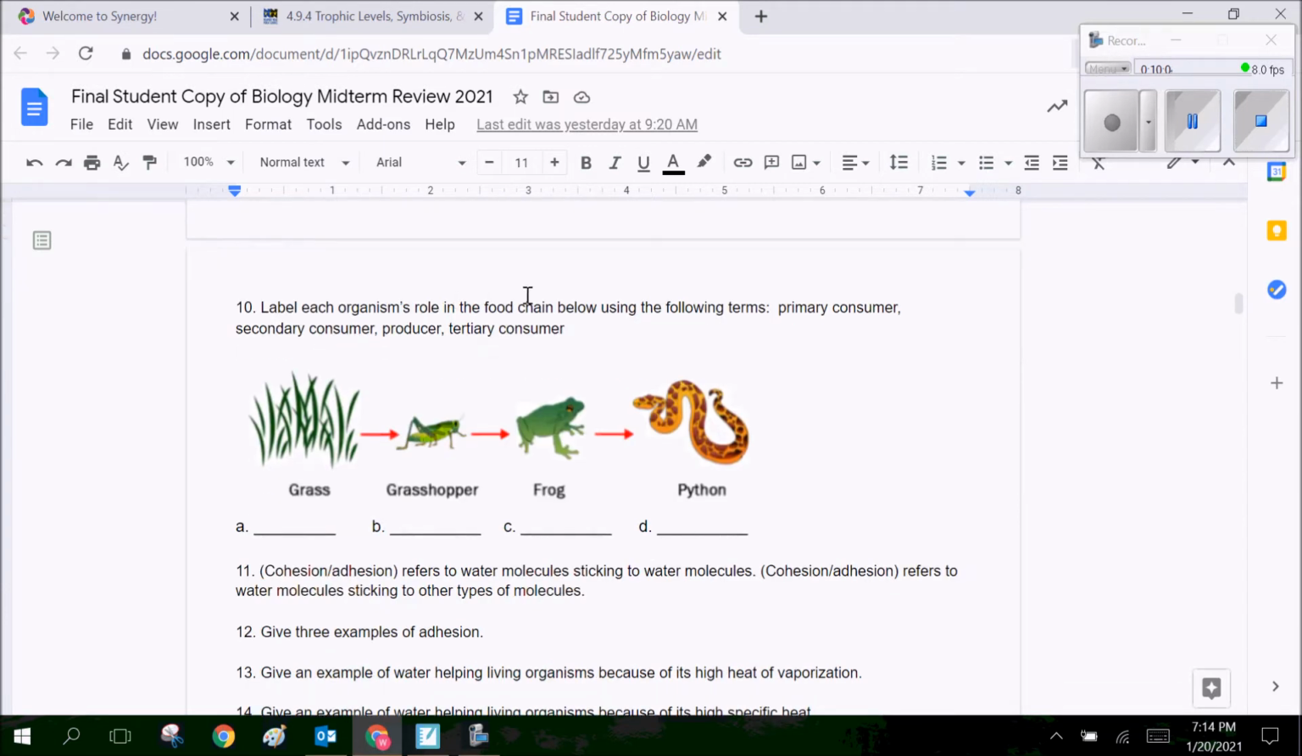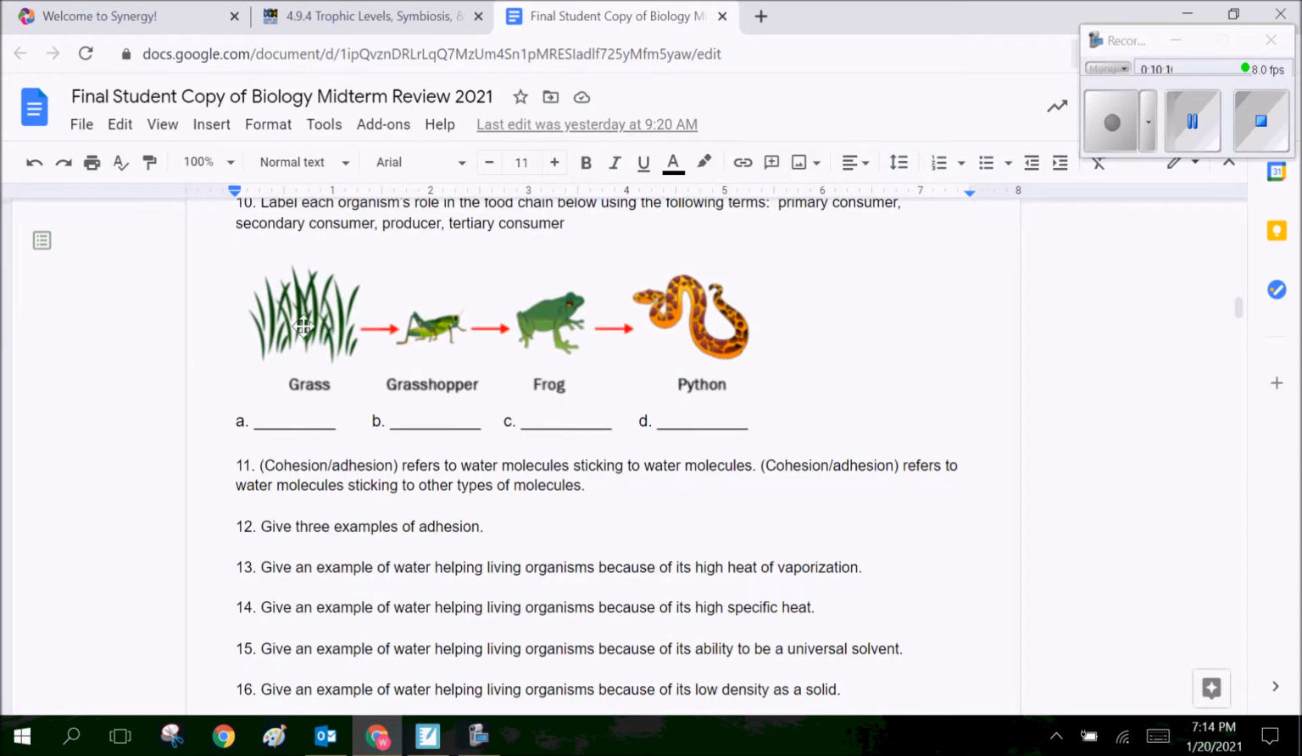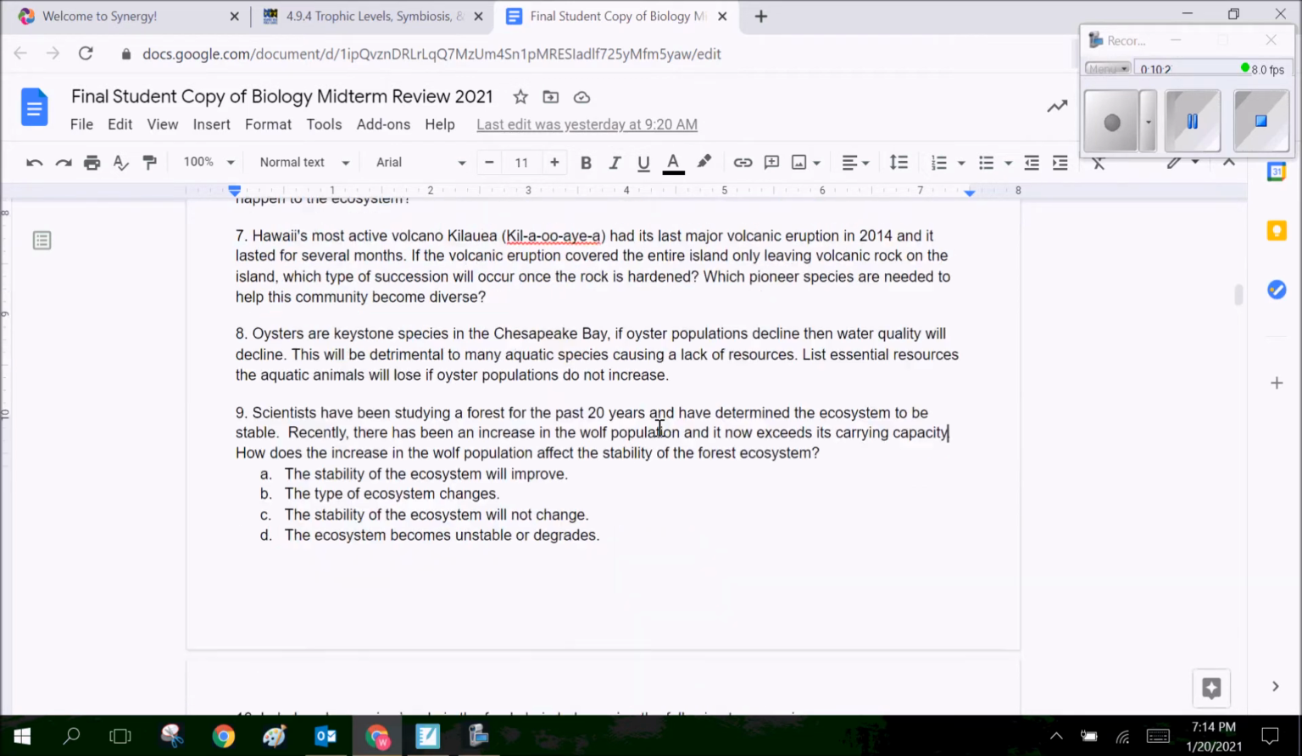Label each organism's role in the food chain below using the following terms: primary consumer, secondary consumer, producer, tertiary consumer. Okay, well, the grass is a producer because it makes its own food. The grasshopper is the primary, or first, consumer that feeds on the grass. The frog is a secondary consumer because it feeds on the primary consumer, and the python is a tertiary consumer because it feeds on the frog. So tertiary to frog, you get the idea.